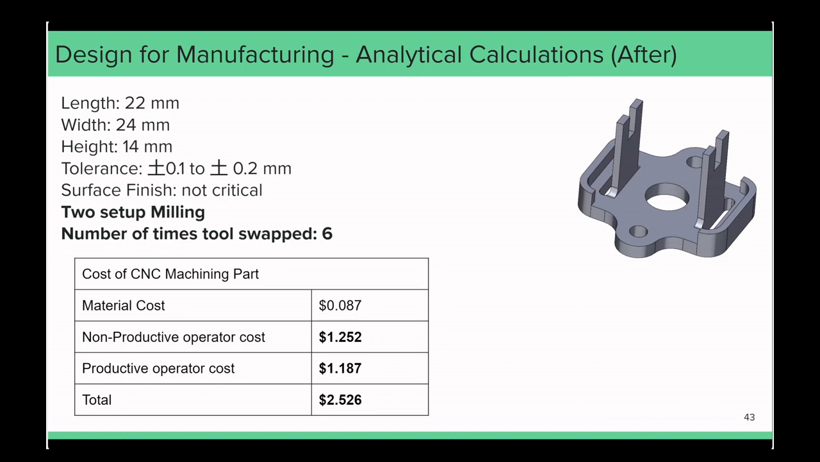This is our DfM analysis after redesign. This had 1 less setup and 4 fewer tool changes. The cost was reduced to $2.53.